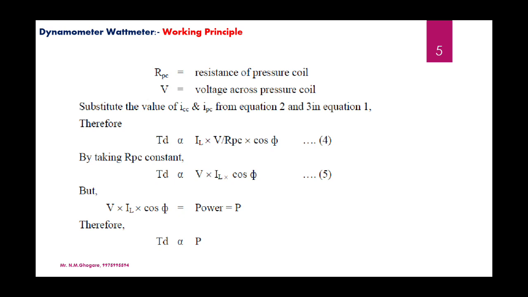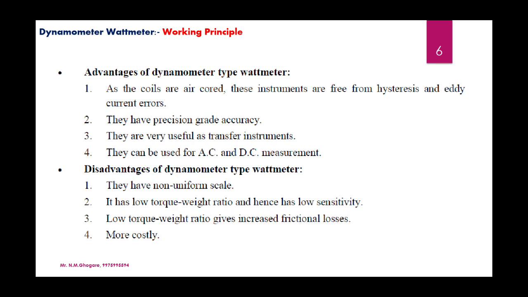By taking the resistance of the pressure coil as constant, we get the deflecting torque is directly proportional to voltage into load current into power factor. But we know that voltage into load current into power factor is nothing but the AC power, that is P. Therefore, the deflecting torque is directly proportional to the power.